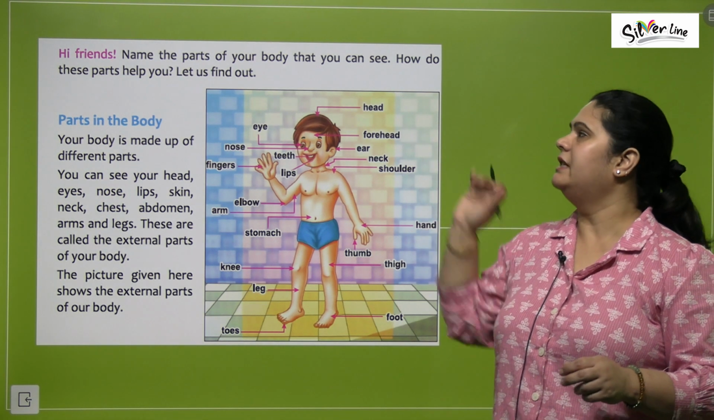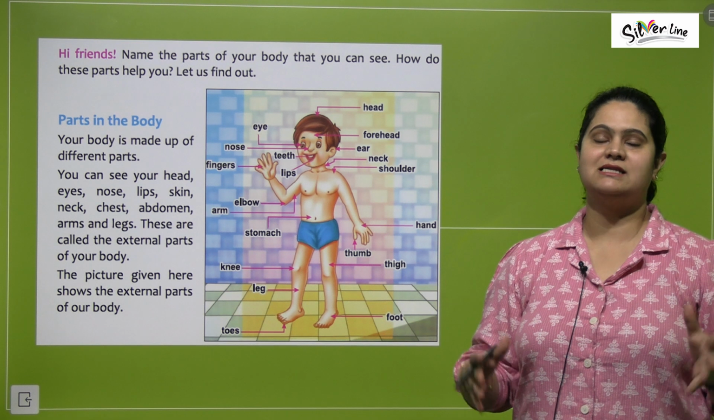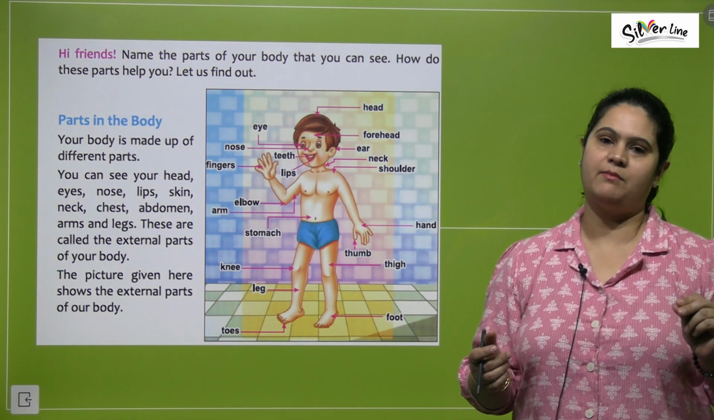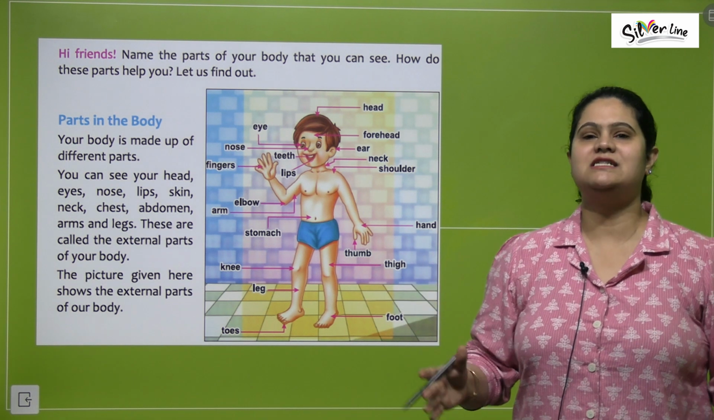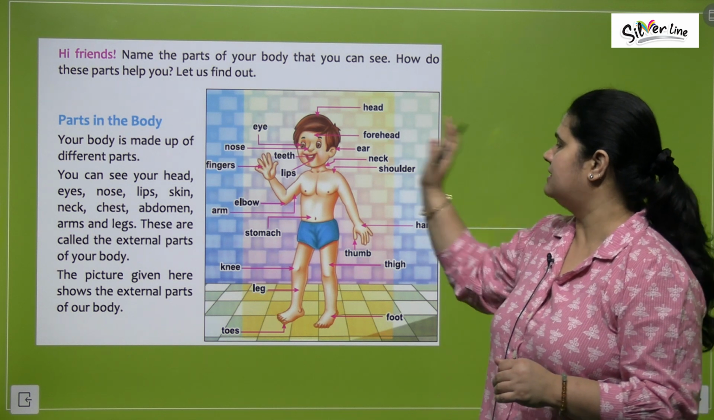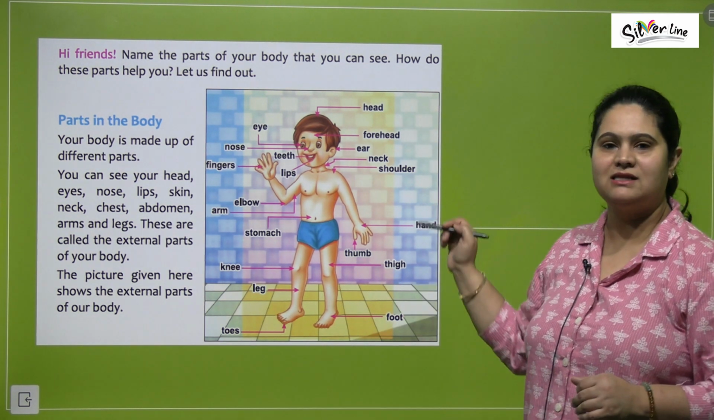So, name the parts of your body that you can see. आपकी body के कुछ parts हैं जो आप देख सकते हैं and कुछ parts ऐसे होते हैं हमारी body के जिन्हें हम ऊपर से देख नहीं सकते, right? So, let's see this picture here. यहाँ पे आपको बहुत सारे body parts given हैं.